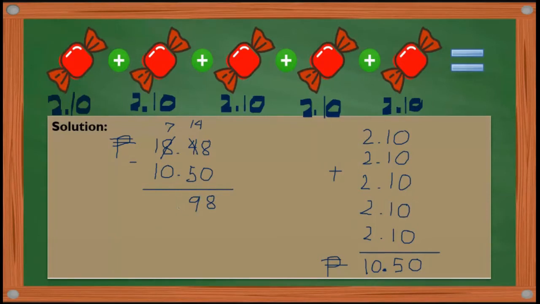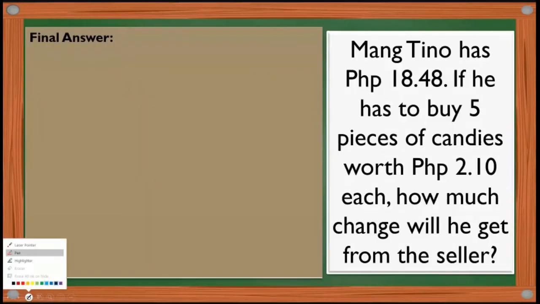Bring down the decimal point. 7 minus 0 is 7. And 0 minus 0 is 0. So, no need to put 0. So, we have now 7.98. So, that is the solution. So, we need to write our final answer.